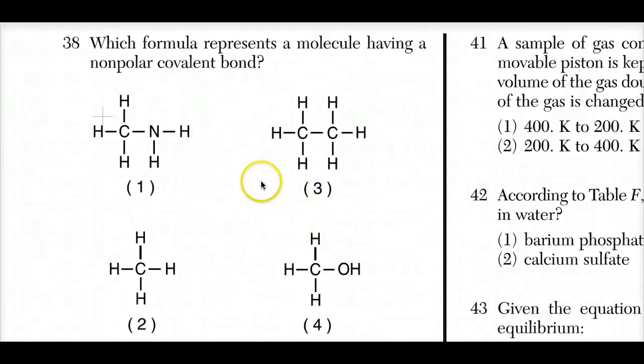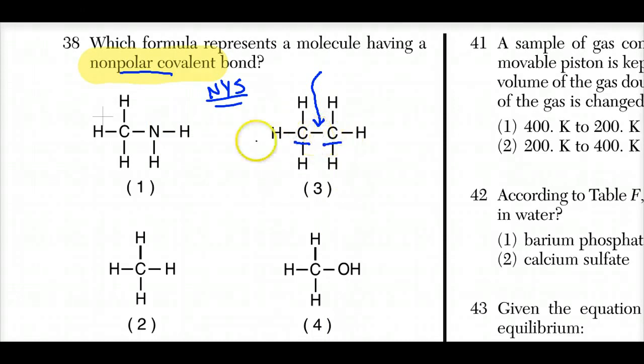Okay, number 38. Which formula represents a molecule having a nonpolar covalent bond? Nonpolar covalent bond means that we're sharing electrons equally. So in the New York State Regents, we're looking for bonds that are sharing electrons equally. They have to be the same atom with the same electronegativity. That's how that's going to work. So all of these bonds that I'm coloring in are going to be polar covalent bonds because they're sharing unequally because they have different electronegativity.